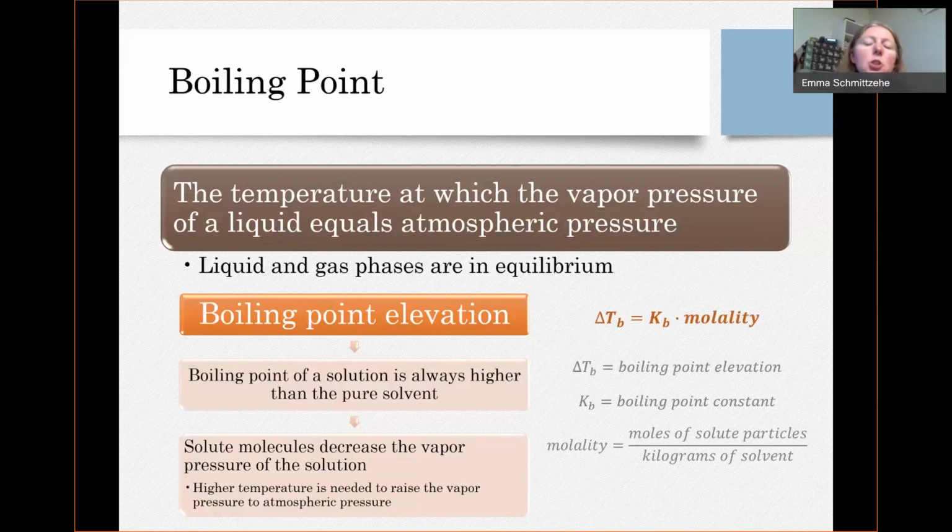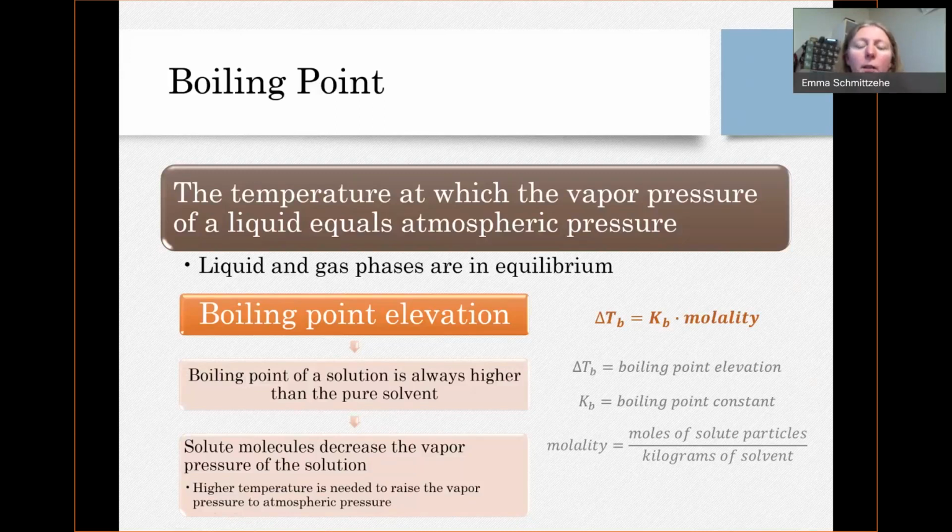The KB is just a constant, a boiling point constant. It is specific to the solvent, okay? So if it's water, look up the KB value for water. And that is all dependent on the structure of that solvent. And so the intermolecular forces of it are going to impact that. And so you have a different KB for different solvents. And so those are values you look up in a table.